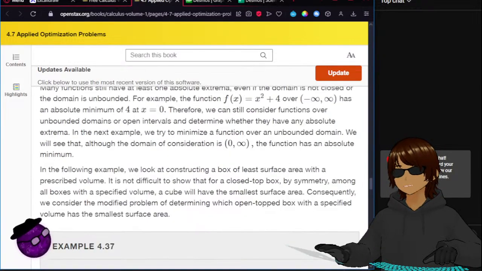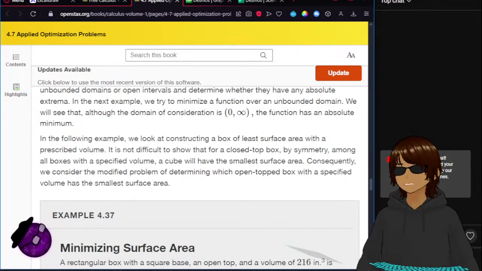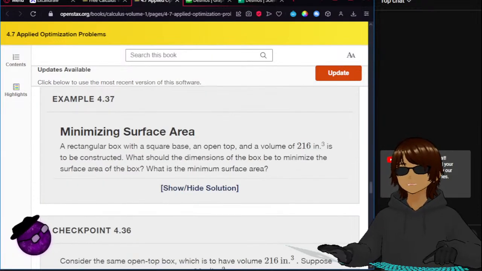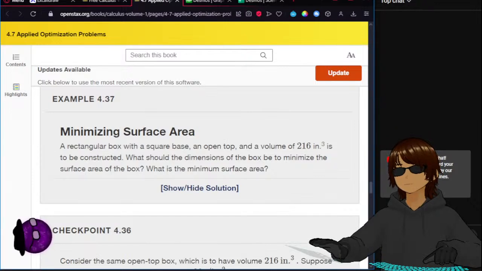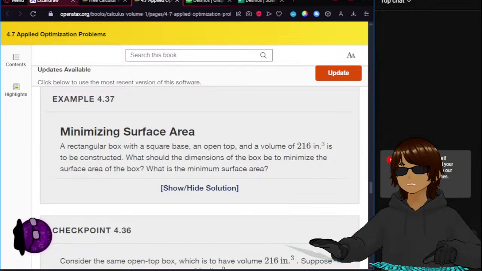What should the dimension be? In the following example, we will look at constructing a box of least surface area with a prescribed volume. It is not difficult to show that a closed-top box, by symmetry among all boxes with a specified volume, a cube will have the smallest surface area. Oh, wait. They're asking for the surface area. Okay, yeah, I misunderstood.